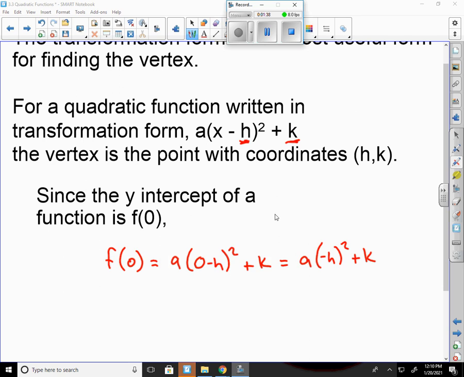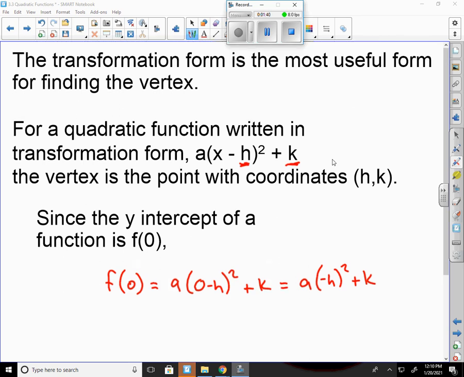Because I'm squaring that negative h, that's the same as a h squared plus k. Because anytime I square something, it's going to make it positive. So it doesn't matter whether a negative is getting squared or a positive is getting squared. It gives you the same thing.